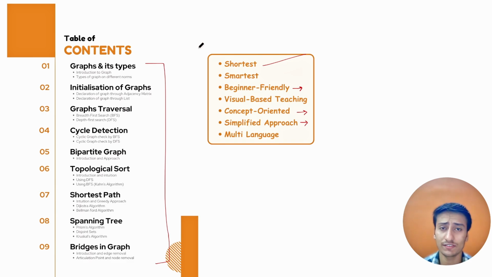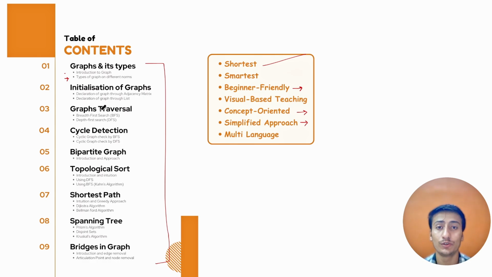So let's see what the table of contents is. I will be covering what a graph is and what its types are, in which I will be sharing the introduction of graphs and the types of graphs in different forms. Then I will also be covering initialization of a graph, how to declare a graph using two ways. One is an adjacency matrix and the other is through an adjacency list.